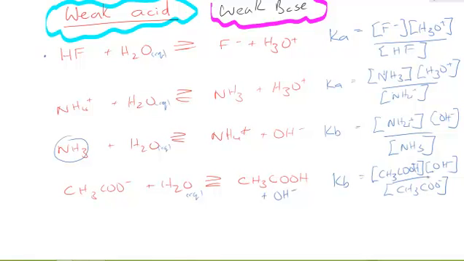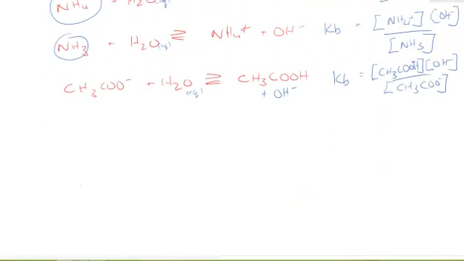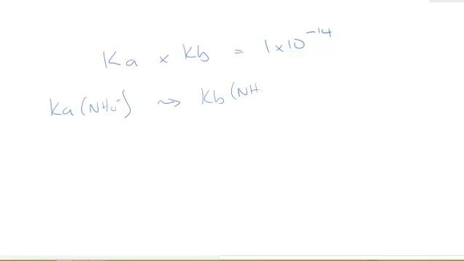Now there is a relationship. For instance, if you notice NH4 plus and NH3, it's a conjugate acid and base pair, and the relationship is that Ka times Kb equals 1 times 10 to the negative 14. So if you know the Ka value, the equilibrium constant value for ammonium, that automatically is telling you the Kb value for NH3. All you have to do to work it out is go 1 times 10 to the negative 14, and that's what you enter into your calculator.